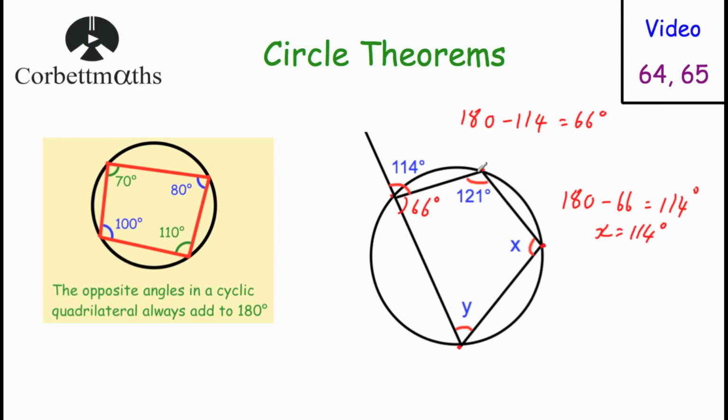Next, our y, well, the opposite angles add up to 180. So if we do 180 subtract 121, that's equal to 59. So we know that y is equal to 59 degrees. So we've worked out what x is and y is by using the fact that the opposite angles in a cyclic quadrilateral always add up to 180 degrees.